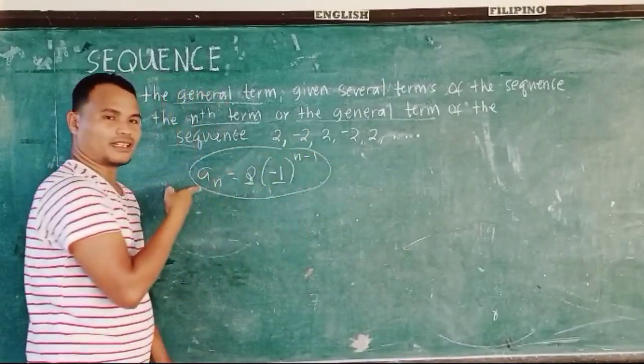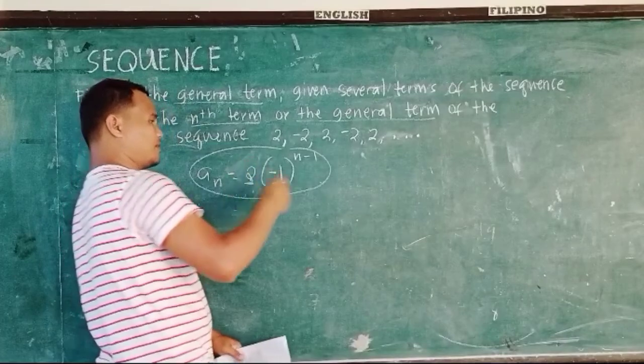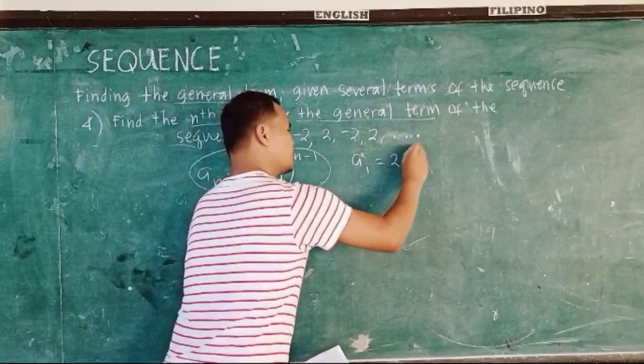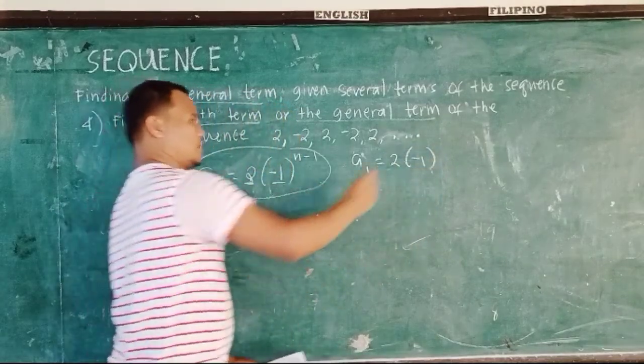This is now the correct answer. Ato i-verify kung correct ba kini. A sub 1 using this nth term: 2 times negative 1 raised to 1 minus 1.